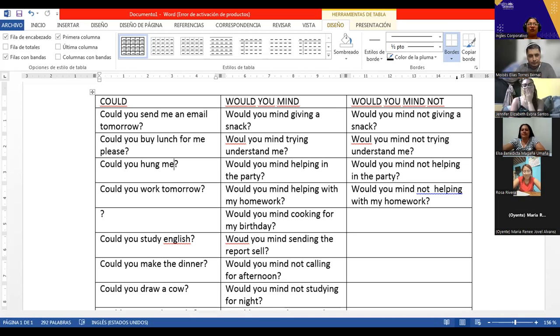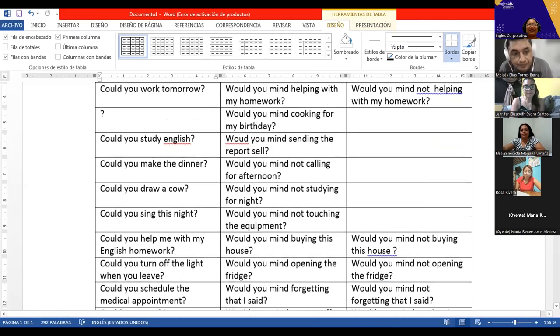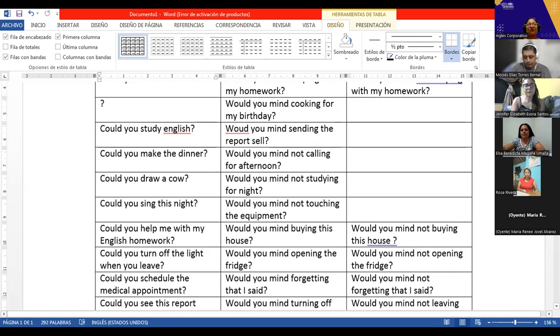Could you work tomorrow? Okay, están faltos de personal. Could you study English? A esa le dije que la deberían de cambiar, pero ya no me quedó el tiempo para modificarla, pero sí, el compañero hizo la modificación. Okay, good. Could you make the dinner? No está bajo la estructura del trabajo, pero es una petición. Could you make the dinner?